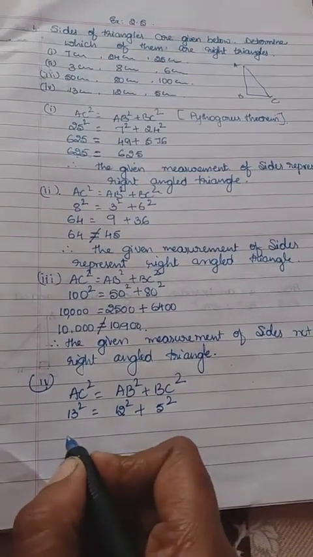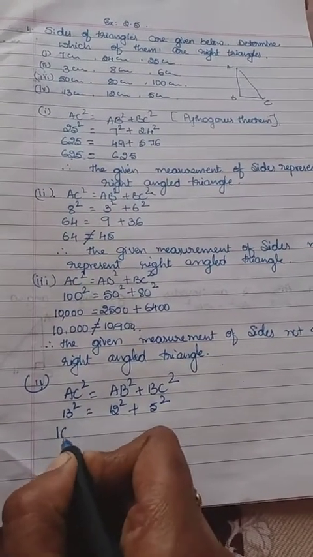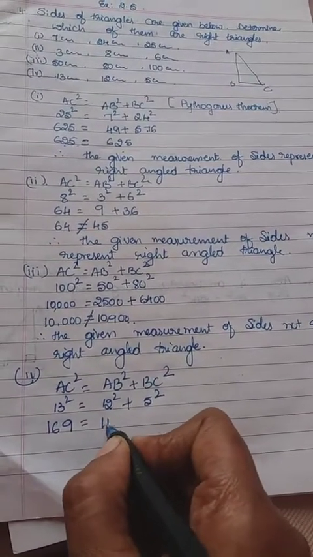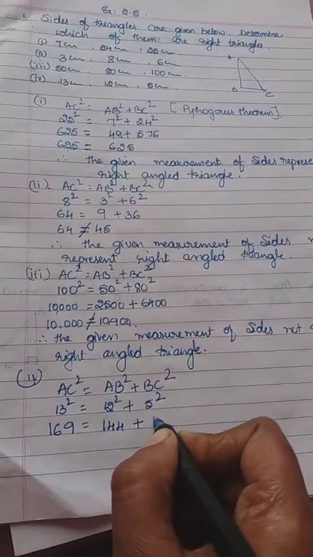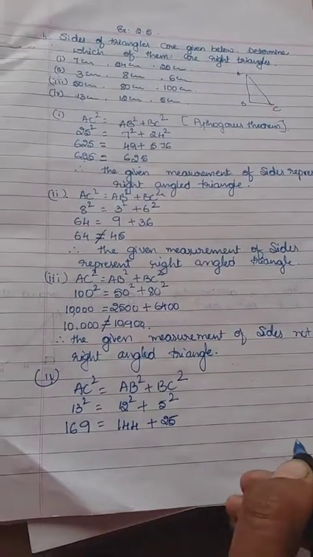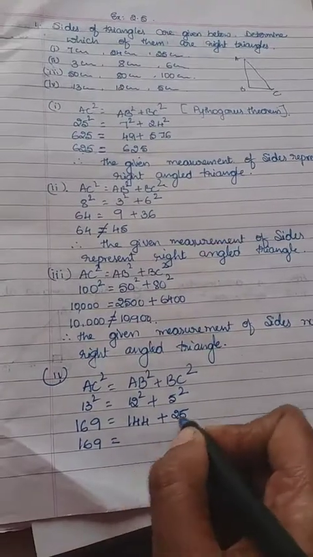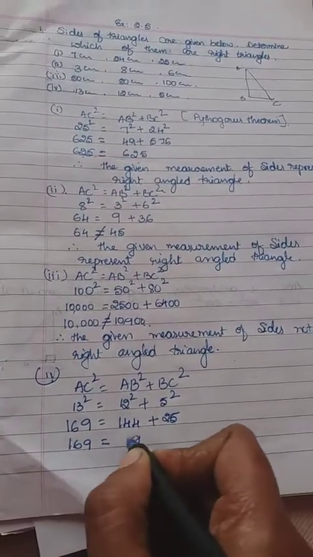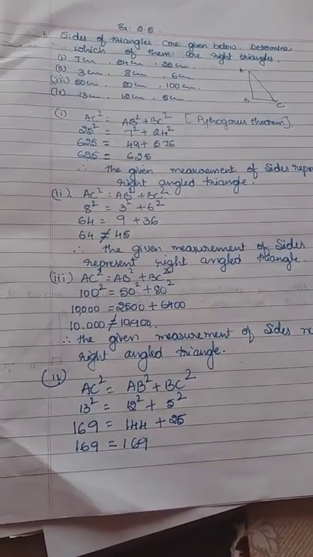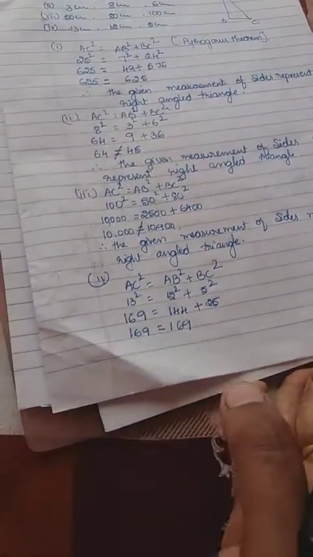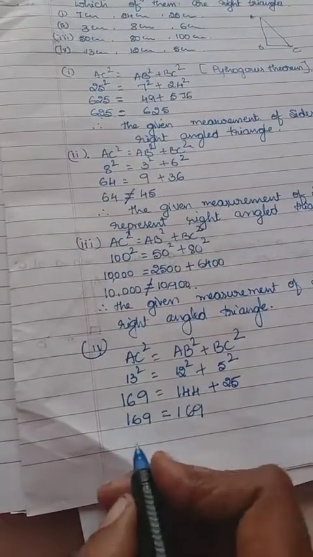13 square means 13 times 13 is 169, and 12 square means 12 times 12 is 144, plus 5 square is 25. So 169 equal to, 5 plus 4 is 9, 4 plus 2 is 6 and 1. Okay, 169 is equal to 169. So therefore both are equal, LHS and RHS.